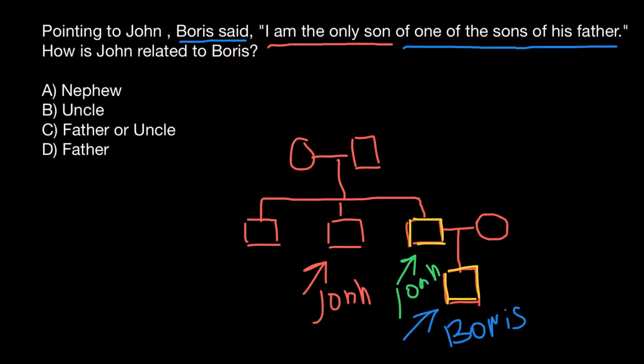And in this case, we cannot say for sure whether Boris is talking about his father or about his uncle, but we have such an answer. This is answer C. So Boris can talk about his father or uncle.